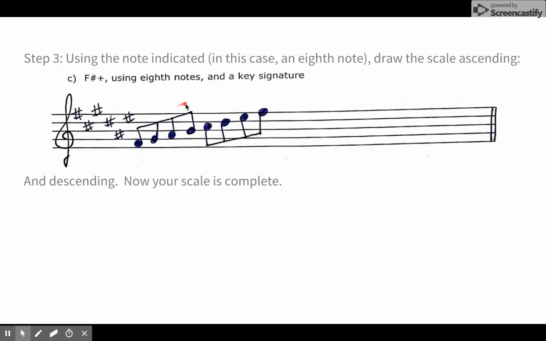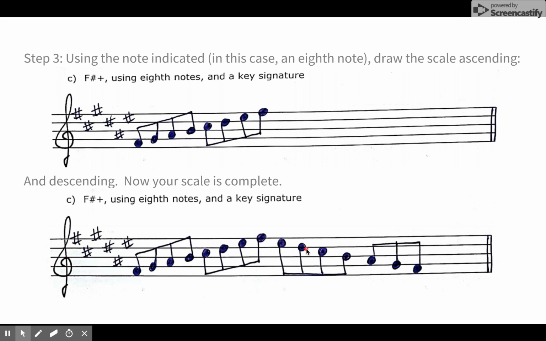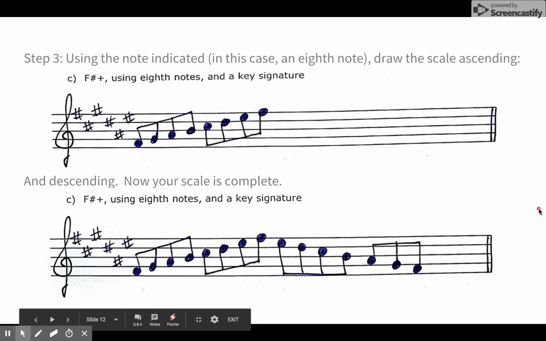I like to connect mine just because they're a bit neater, but you don't have to. So here's your F sharp major scale ascending. And then we're going to finish it off descending, and now it's complete.